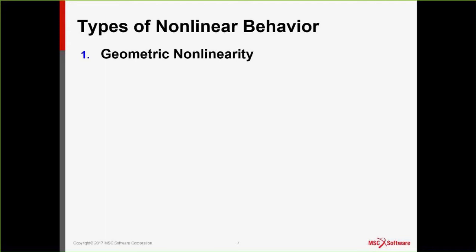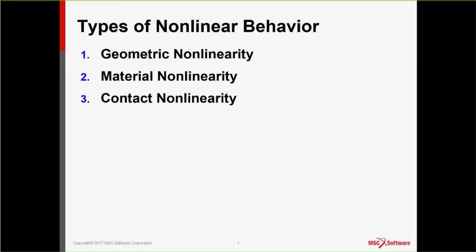Let's take some time now. Before we look at our example, let's look into the three different types of nonlinear behaviors. We can divide nonlinear behavior into three categories. One is geometric nonlinearity, one is material nonlinearity, the third one is a boundary condition nonlinearity, and typically that will be a contact. So we call that contact nonlinearity.